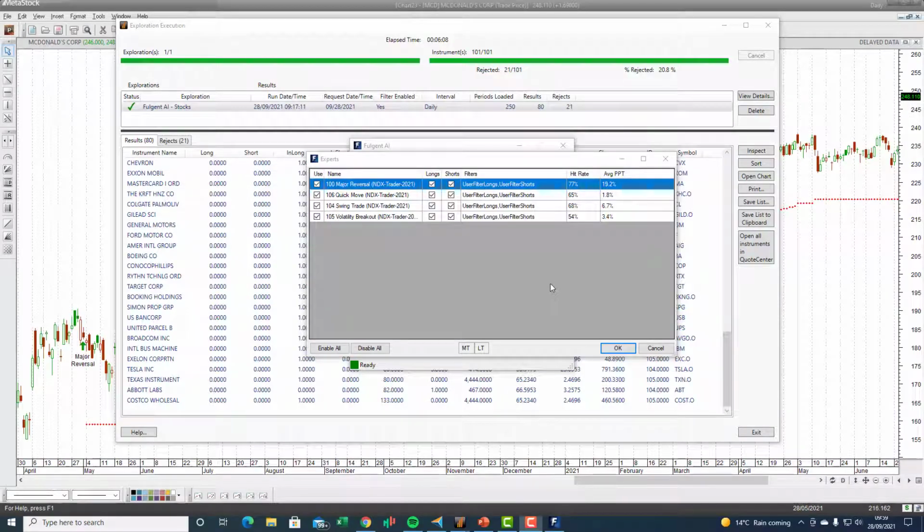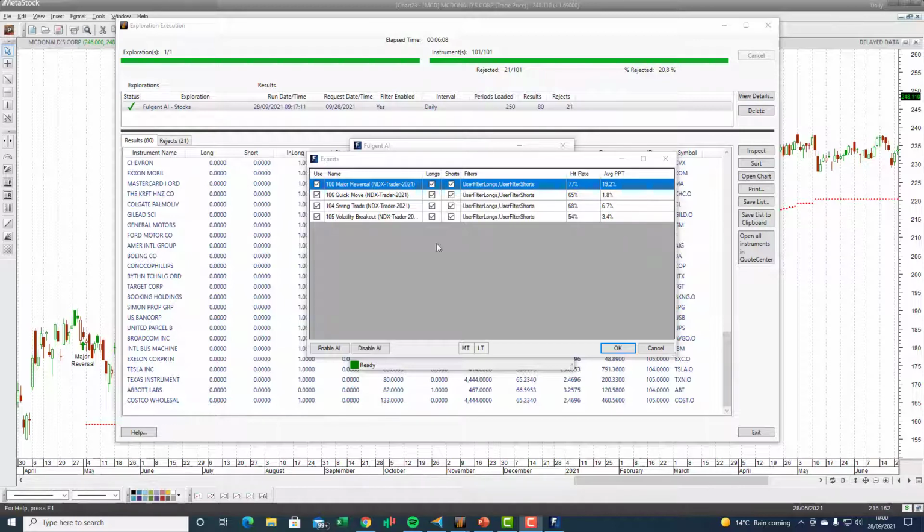Now, just to put things in perspective, here are the trading statistics of the artificial intelligence engine that I'm using. The average profit per trade on the major market reversal signal is about 19%, with 77% accuracy. So it's quite a high percentage, which is fantastic trading statistics. The quick move has 65% accuracy with 1.8% profit per trade. That is a 3-day holding period, so that's quite a good average profit per trade. These average profits per trade are over thousands of trades.